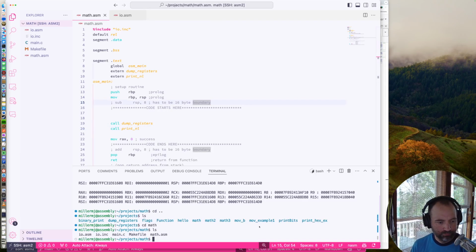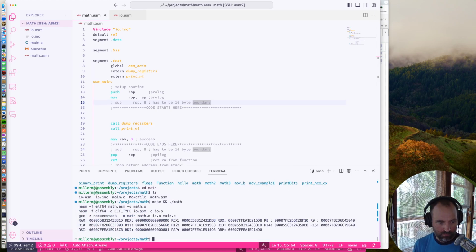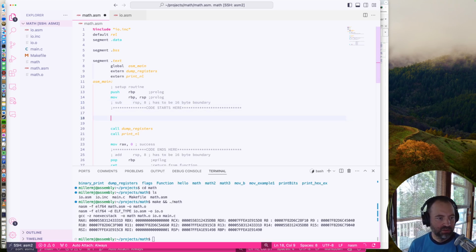Okay, so here we're just doing this typical thing where we build our project and then we'll go ahead and run it. We see that it is printing off the registers. So we can do a couple different examples.